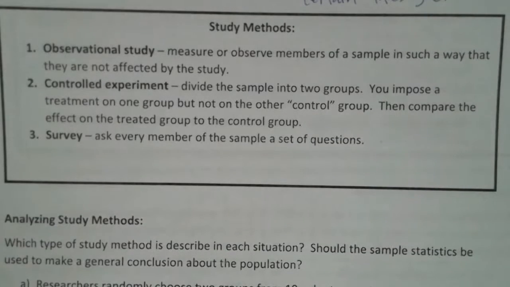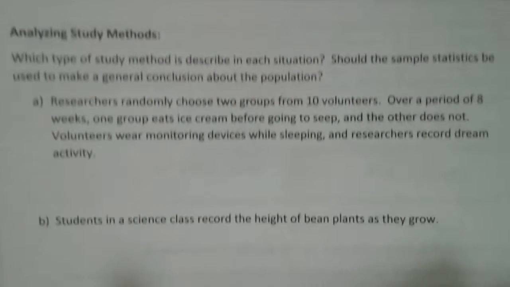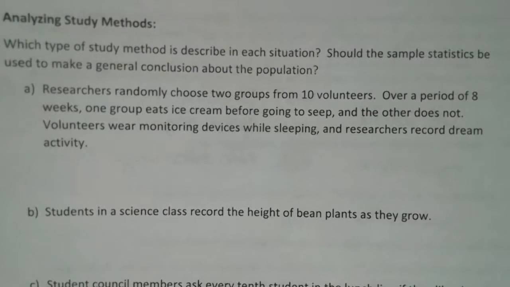So again, just like before, we're going to give you a bunch of different examples and you tell me what kind of study method they have. Part A: a researcher randomly chooses 2 groups from 10 volunteers. Over a period of 8 weeks, one group eats ice cream before going to sleep and the other does not. Volunteers wear monitoring devices while sleeping and researchers record the dream activity.